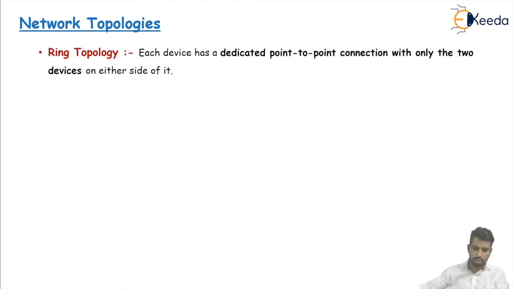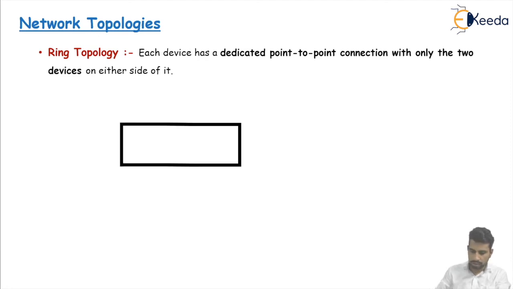The next topology is ring topology. In the ring topology also we follow the point-to-point connection. In ring topology, each device has a dedicated point-to-point connection with only two devices. Let's see. This is the ring cable we have in our network, and through this ring cable, our devices are connected in this way.